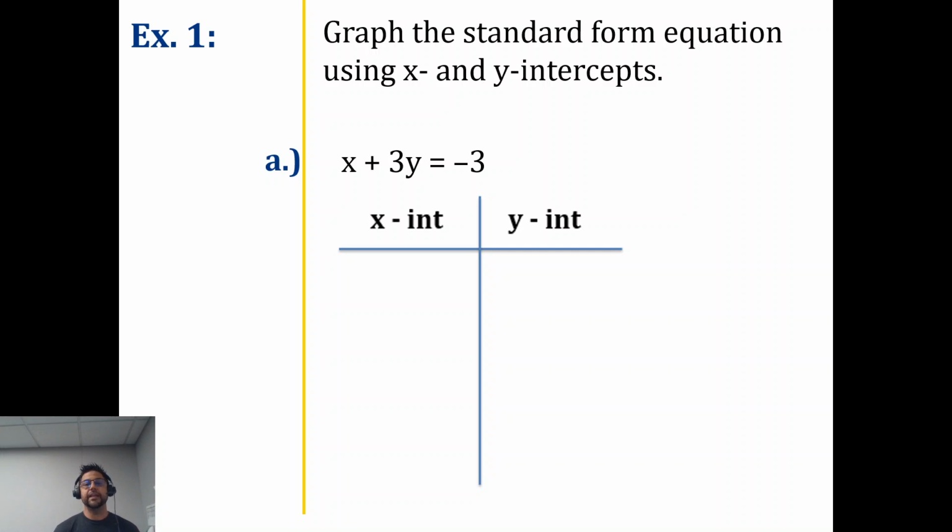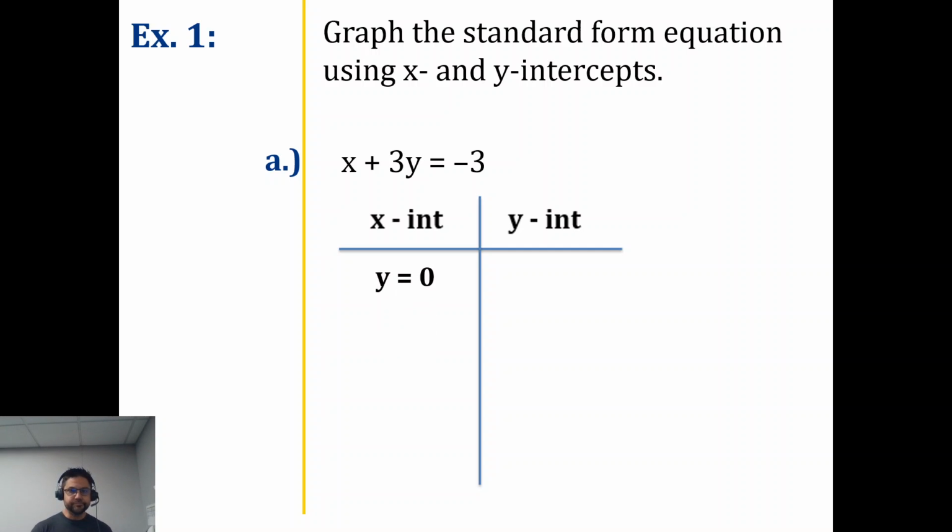The easiest way to do that is to remember that the x-intercept requires us to know that the y value is 0, and then we can solve the equation accordingly. For the y-intercept, we have to remember that the x value is 0, solve the equation, and then boom, you've got your two ordered pairs, you plot your points, and you've got your line.